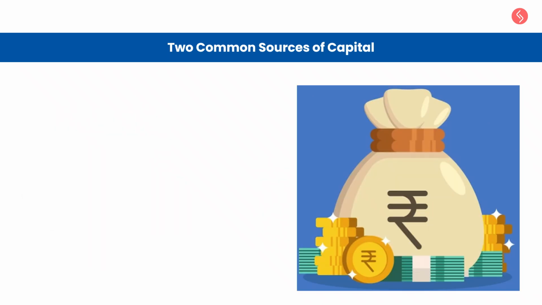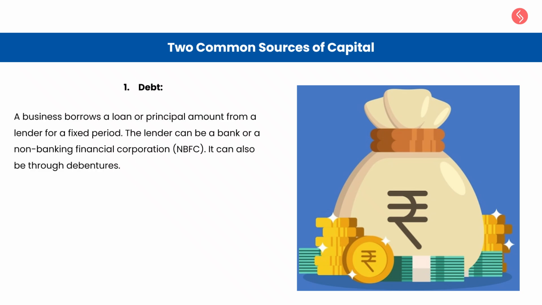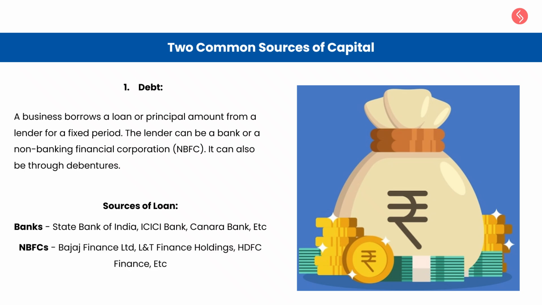Any business relies on two common sources to raise capital. Debt. A business borrows a loan or principal amount from a lender for a fixed period. The lender can be a bank or a non-banking financial corporation, NBFC. It can also be through debentures. Some of the sources of loan are banks such as State Bank of India, ICICI Bank, Canara Bank, etc. NBFCs such as Bajaj Finance Limited, L&T Finance Holdings, HDFC Finance, etc.